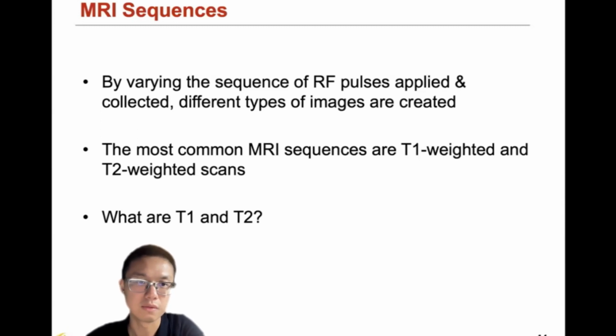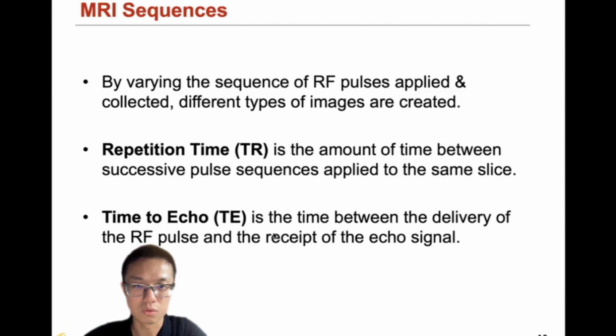So now let's look at the MRI sequences generated from the MRI system. Basically, by varying the sequence of RF pulses applied and collected, different types of images can be created. The most common MRI sequences are T1 weighted and T2 weighted scans. So what are T1 and T2 then? Before we talk about T1 and T2 weighted image MRI sequences, we have to look at a couple of definitions. Basically two definitions. One is the repetition time, and the other is time to echo, okay?